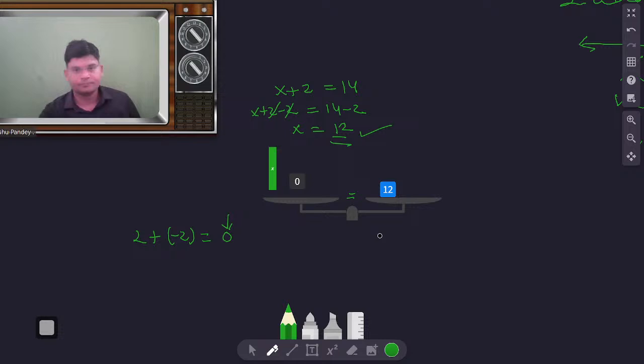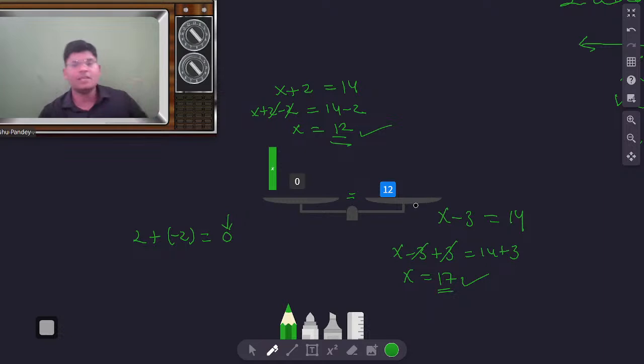Understood? Sir, instead of that, can't we just take the 2 and transport it to...? Coming to that only, beta. So suppose I ask you what is x minus 3 is equal to 14. So to cancel this minus 3, we are going to do plus 3 and this plus 3 has to be done on the other side as well. So this is going to be 17 now.